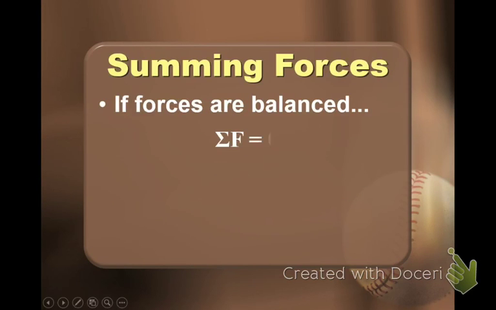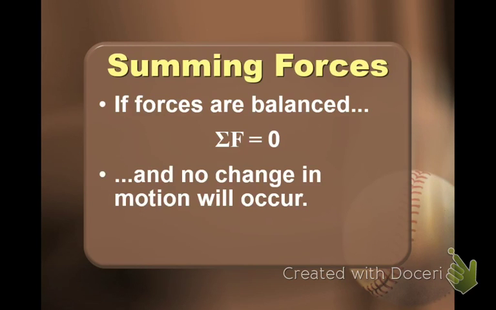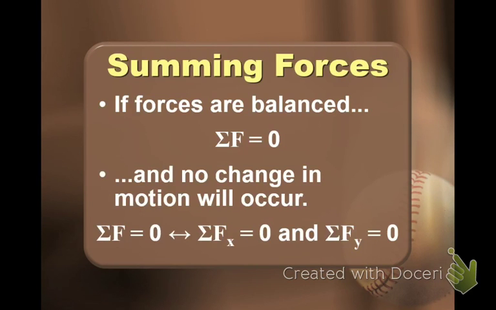If forces are balanced, then the sum of all forces is 0, and no change in the motion will occur. So here you go, you have the sum of all forces is 0. You could also see it as the sum of forces in the x direction and the sum of forces in the y direction are 0. So if the sum of all forces is 0, then these two things are also true.